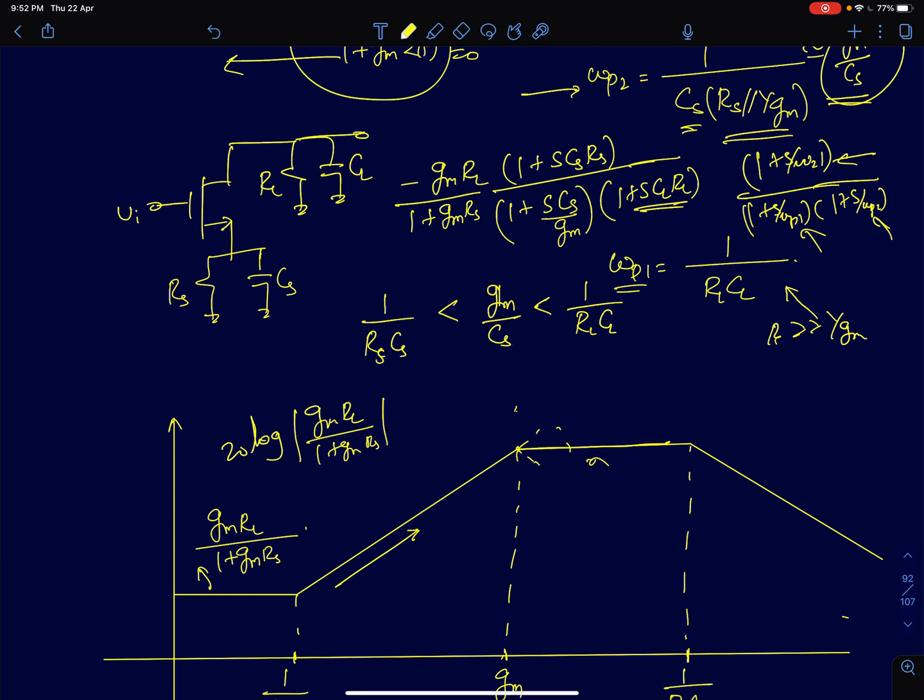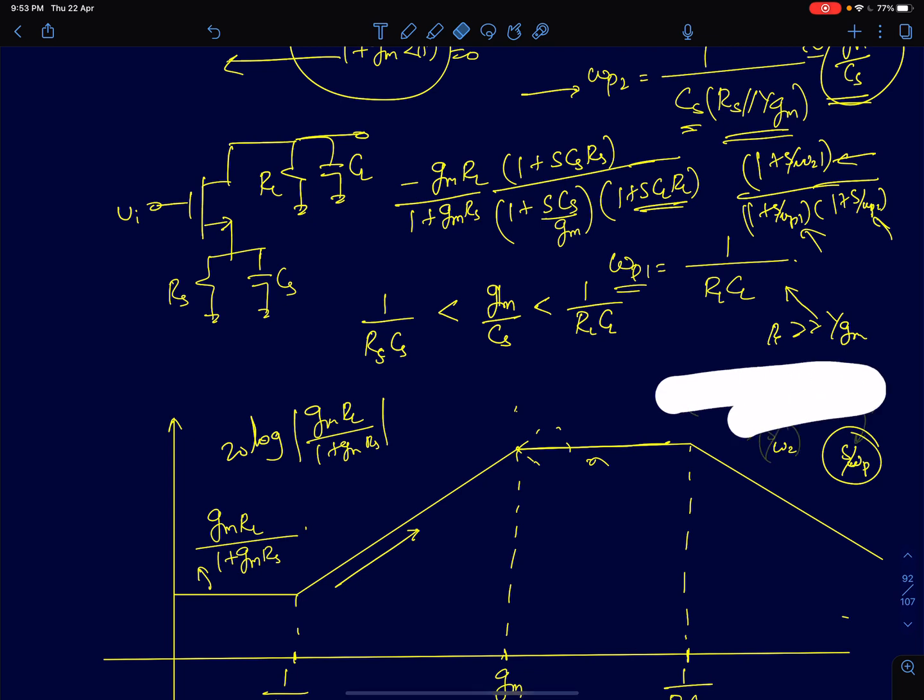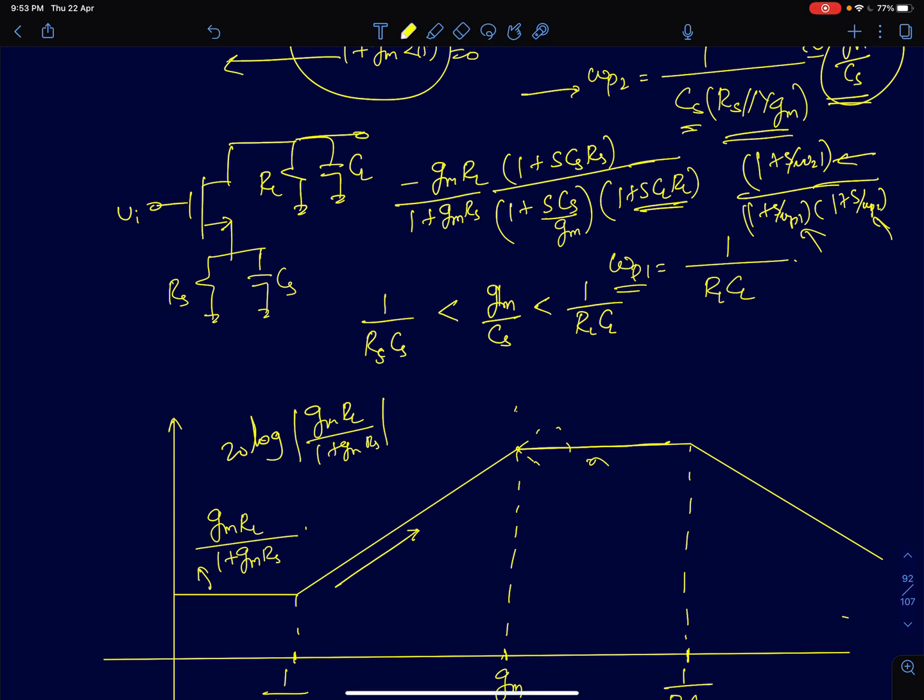So I'll use this simple expression. Let's say we have any term 1 plus S by omega Z or 1 plus S by omega P. For frequencies much greater than omega Z, I can ignore the term 1, so 1 plus S by omega Z can be approximated to S by omega Z. In the same way, for frequencies much greater than omega P, I can approximate this term as S by omega P itself. I'll ignore the term 1 here and write this expression as S by omega P. Keeping that in mind, I'll use this approach to solve this.